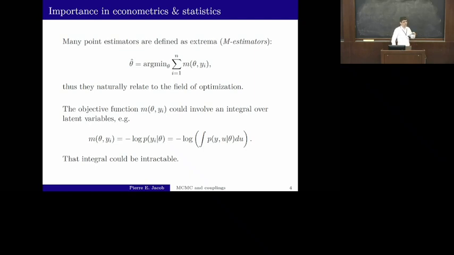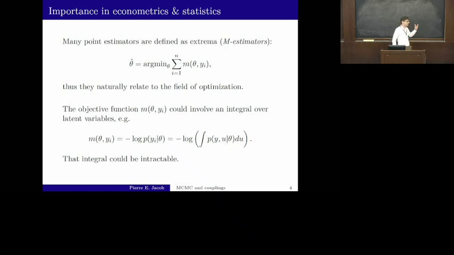So I'm going to give a few examples as to why I think optimization is helpful also in combination with integration. In particular, it could be that your objective function, the little m function here, itself involves an integral, for example, over latent variables. The m function might be, for example, a log likelihood, or the minus log likelihood, but the likelihood itself might involve latent variables. I'll give some examples later on.